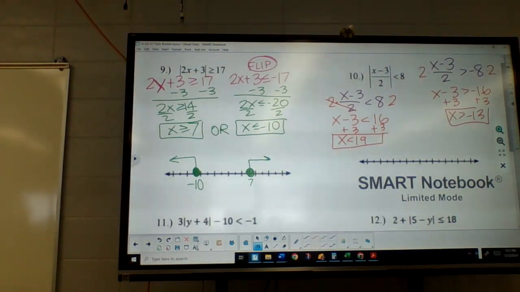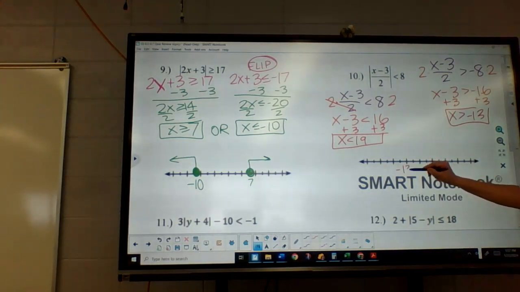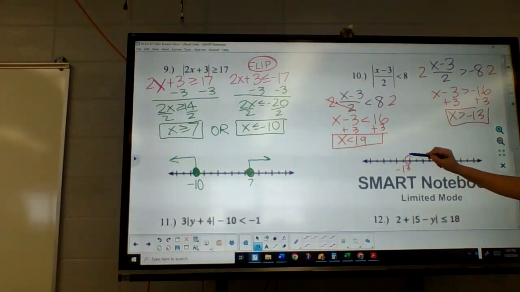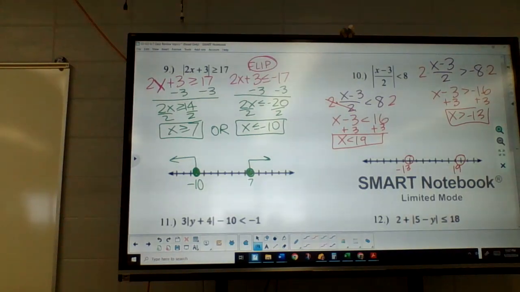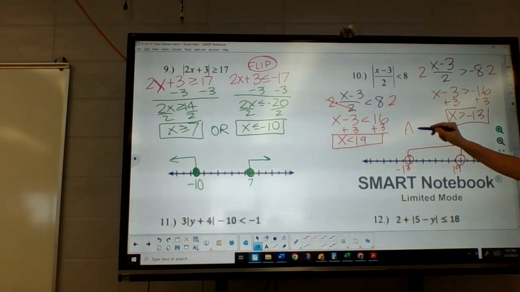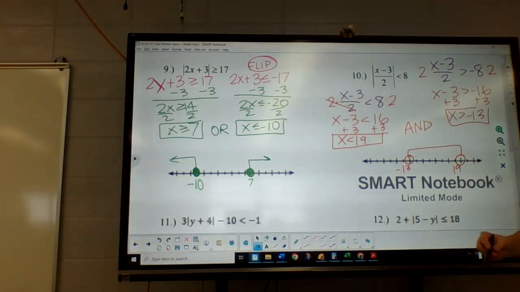And we're going to put that on our number line. Again, I don't care about the spacing. Open circles this time. Yep, that means we're going to go towards each other. It's less than 19, but greater than negative 13. So this is an and inequality. Okay.